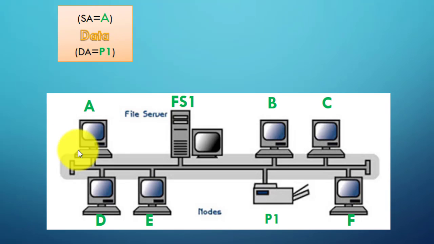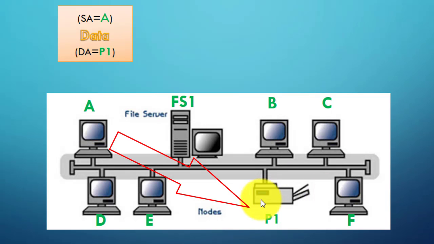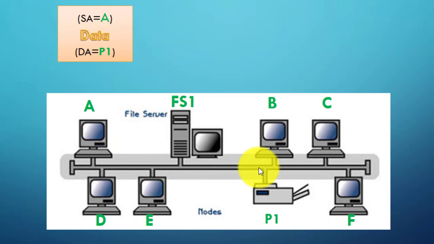So let us say that this workstation A has to communicate with the printer, which means that workstation A is sending some data to the printer. Now know that whenever A wants to send data to the printer, this data here, what I have shown here, would have the source address and the destination address. Now the source address of this data is A because the data is originating from A, and the destination address would be P1 because the recipient would be P1.